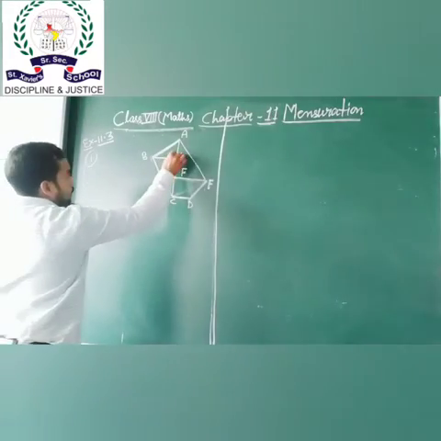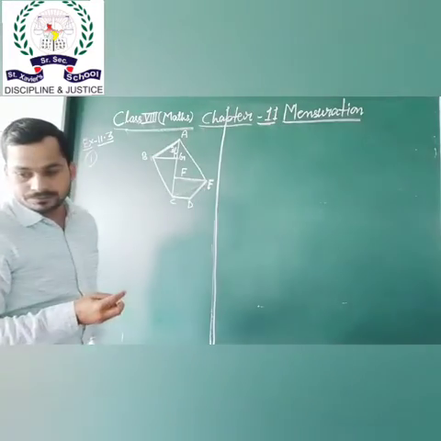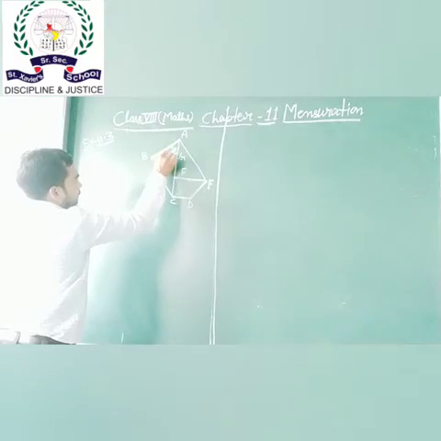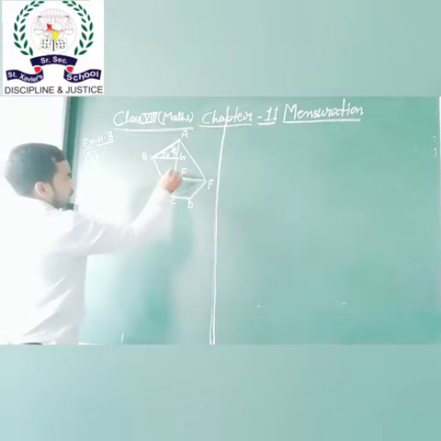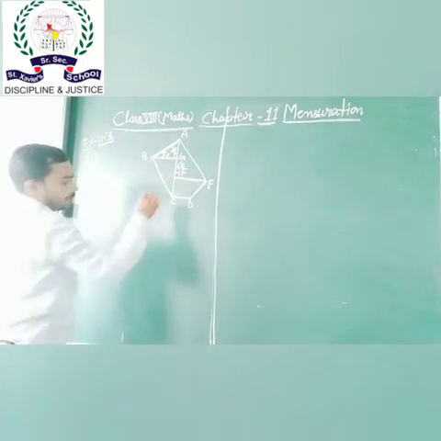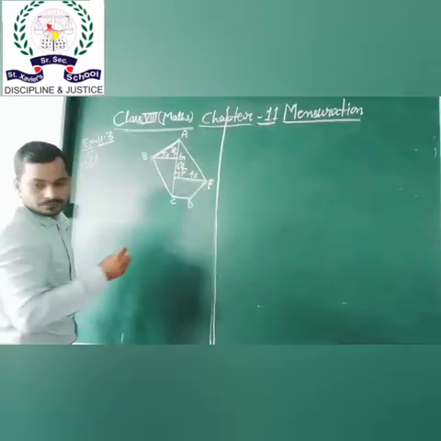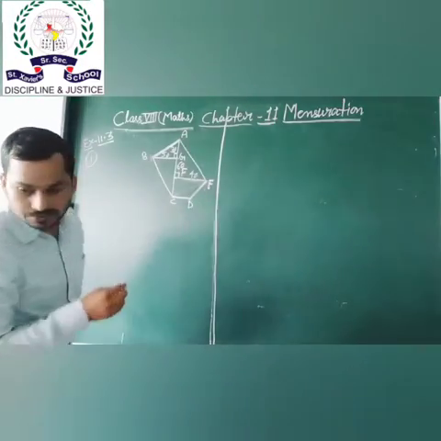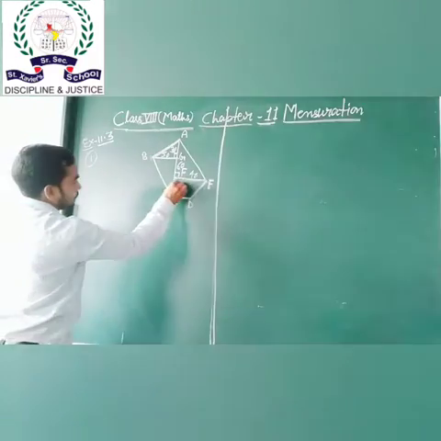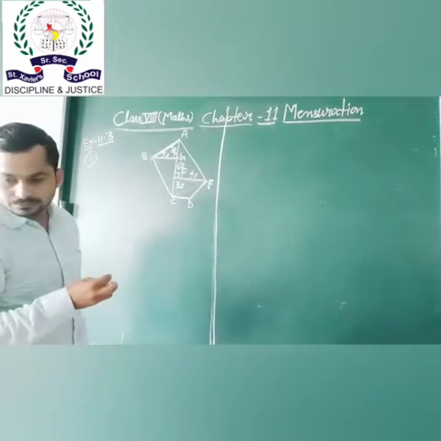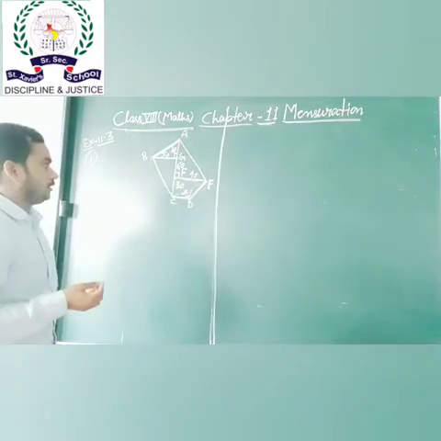AG equals 30 and angle AGB is 90 degree and BG equals 50. FG equals 60 and FE 40. FC 30 and CD equals 20.